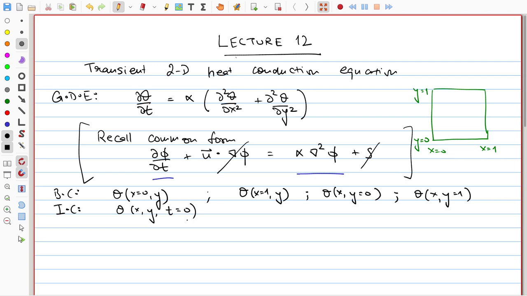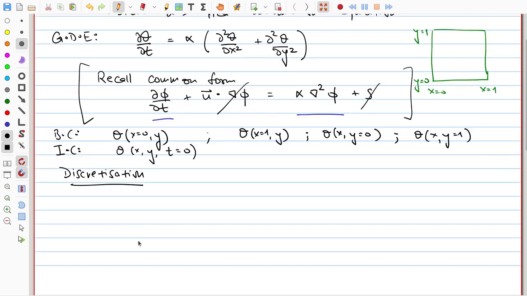And we will need an initial condition as well, that is the value of theta at all x and y values at t equal to 0. With this information, it should be a well posed problem. Now we have the equation, the boundary condition and the initial condition. Next, in the finite difference method, is to write the discretized equations. So let's write the forward time center space first, the explicit discretization.